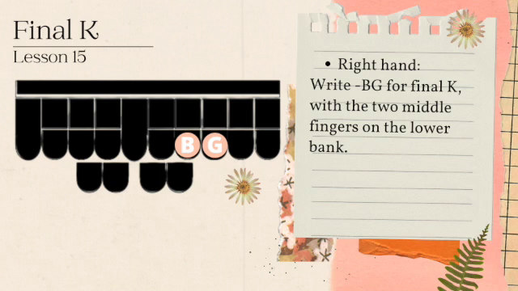Final K. With your right hand, you write final BG for final K with the two middle fingers on the lower bank. So we have the right middle finger and right ring finger. Again, we have the right middle finger for final B and right ring finger for final G. Both of these letters are found on the lower bank of final consonants.